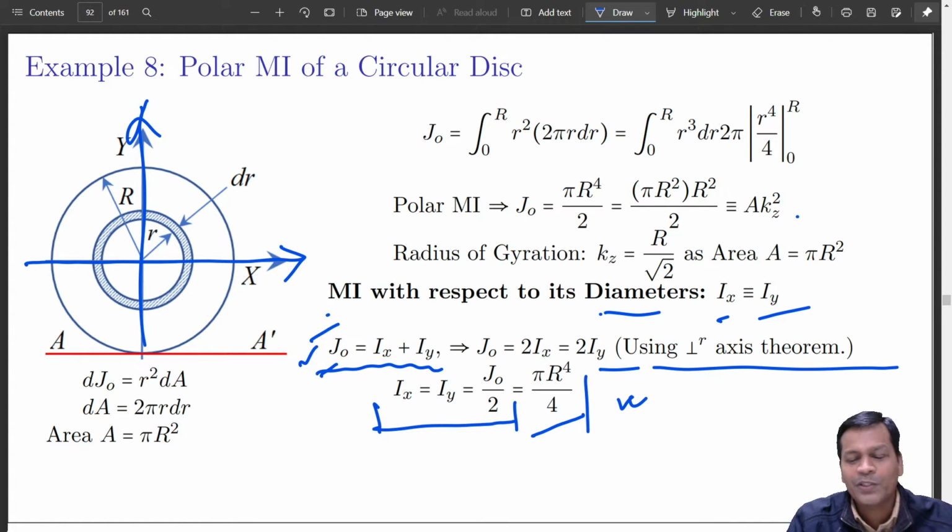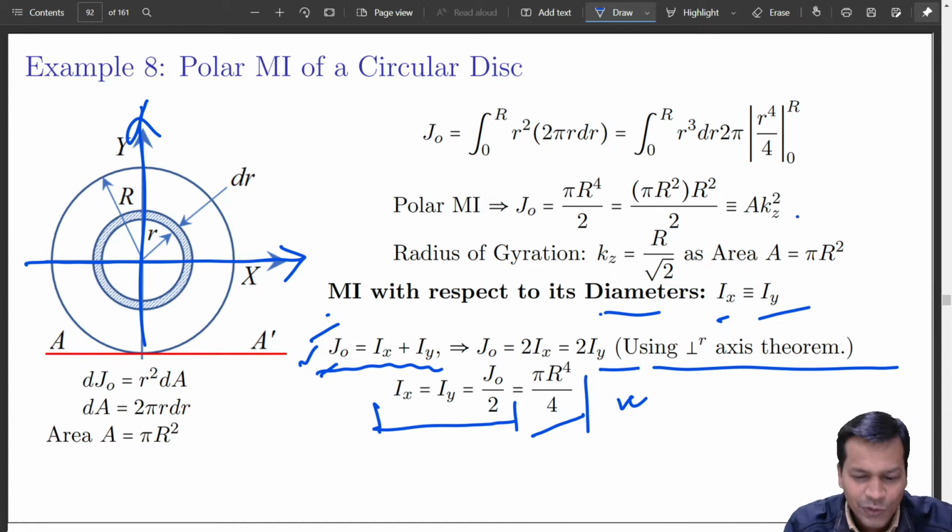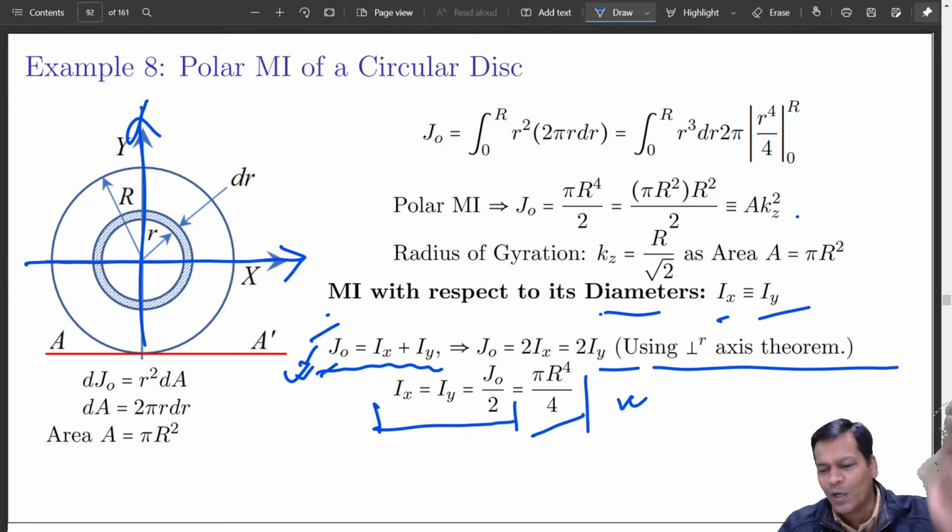Okay, in that case you will use Ix and Iy, but if you want to rotate it like this, in that case this will be used. Jo will be useful, the polar moment of inertia. So these are a few applications.